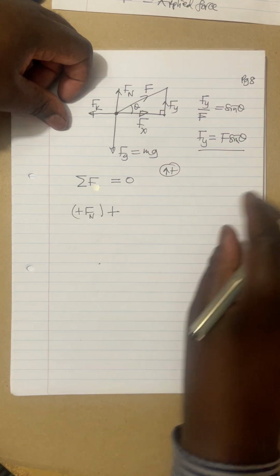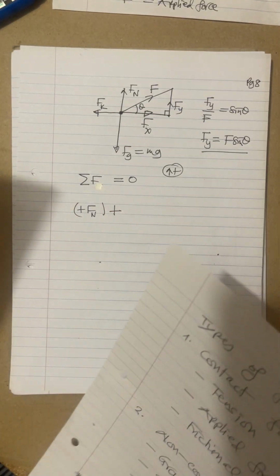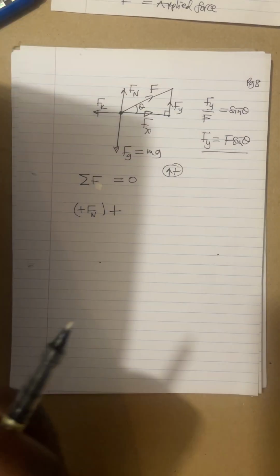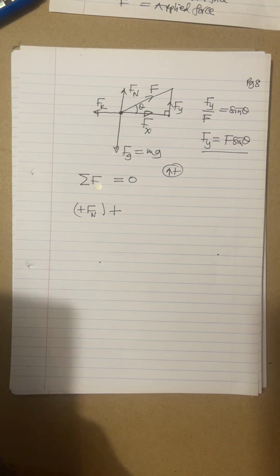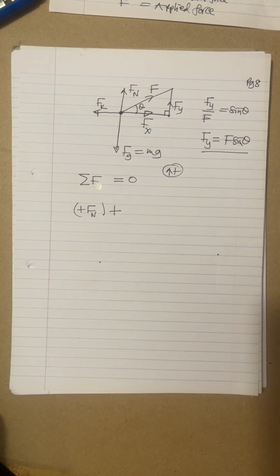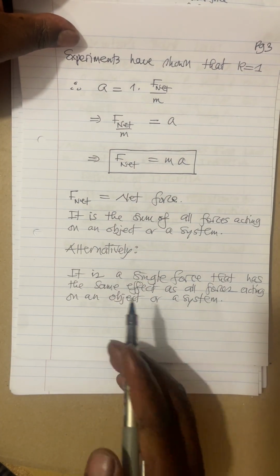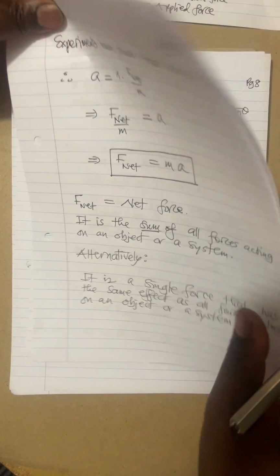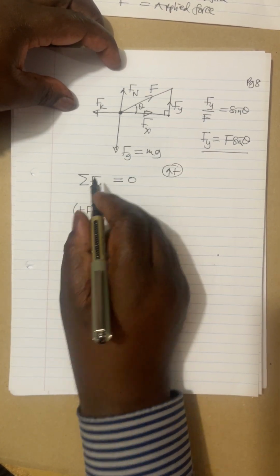And what is sum? Remember, we're coming back to the definition of net force. How did we define net force? If you allow me to move back a page or two so that I remind you, I like to do that so that no one forgets these things. Do I have it here? Yes. Here's the definition of net force. It is the sum of all forces acting on an object or system. So there is your sigma notation representing sum. Sum of all forces in the y direction equals 0.